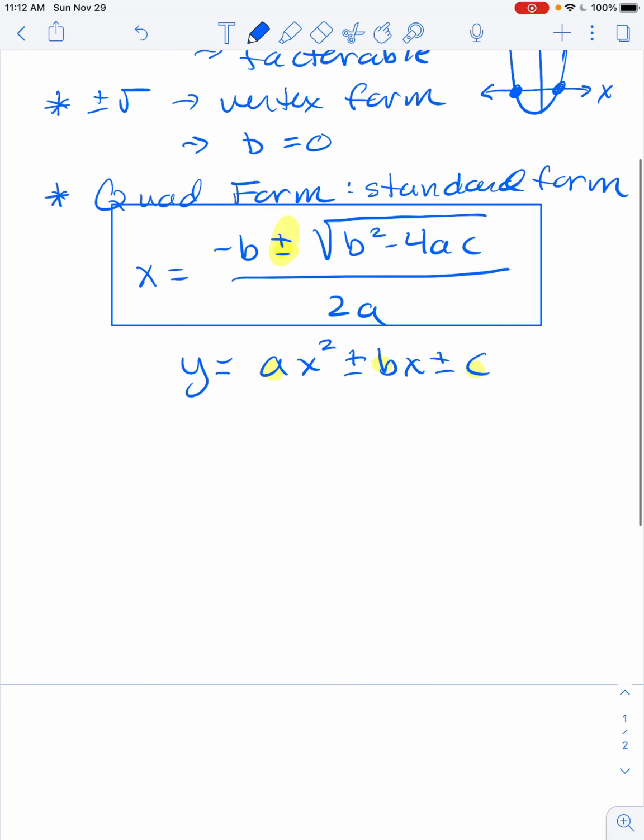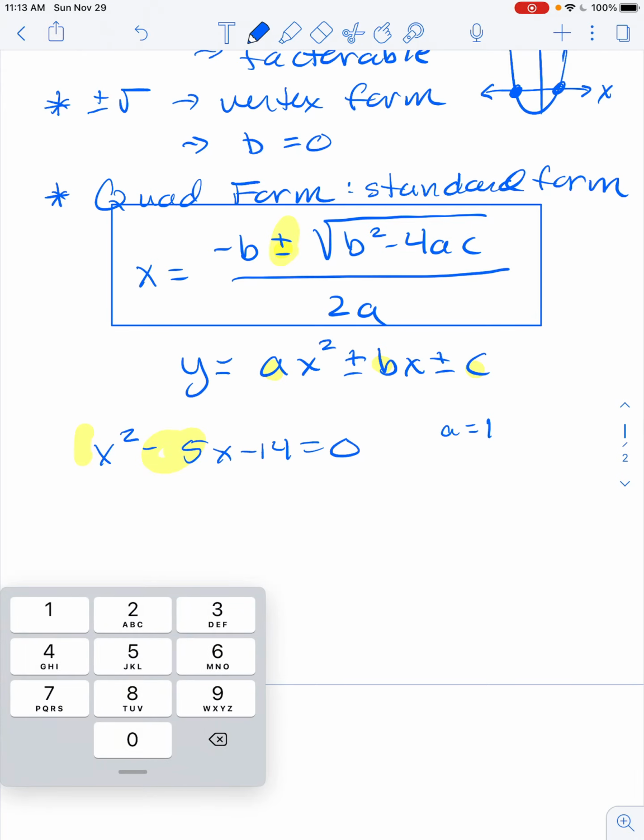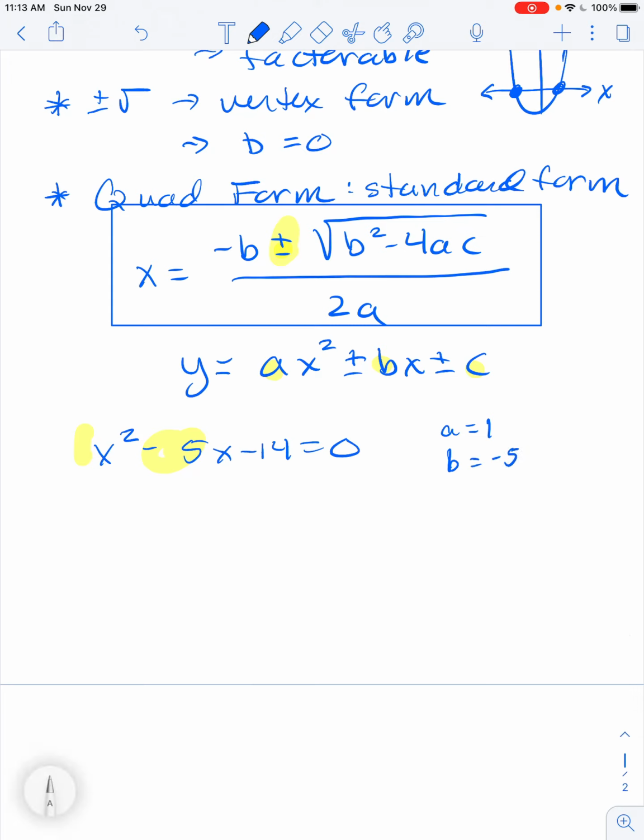So let's say we had something pretty straightforward. Let's say we had x squared minus 5x minus 14 equals 0. First thing you want to do is identify a. That's the number in front of x squared, so that's just a 1. Then we want to find our b, and since b is the number in front of the plain x, that's going to be a negative 5. And then to find c, we use that constant, which is a negative 14.